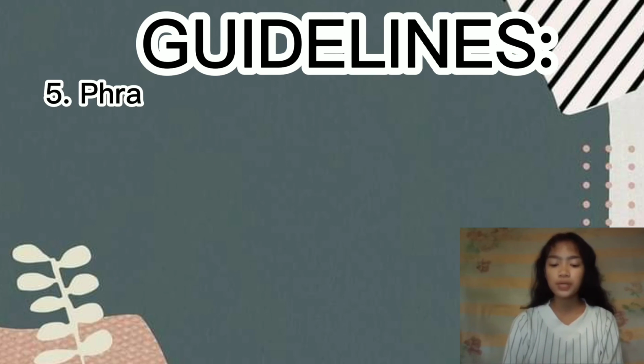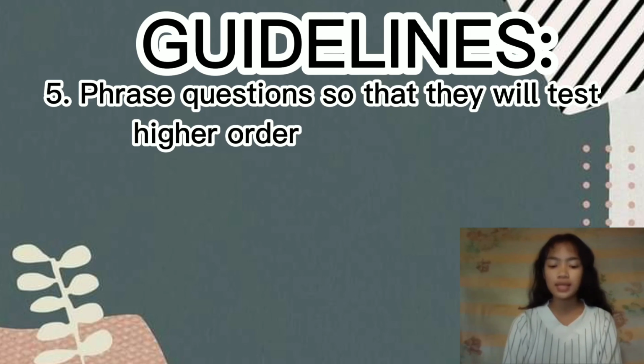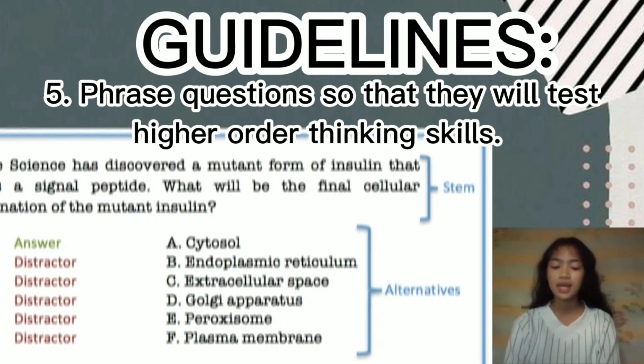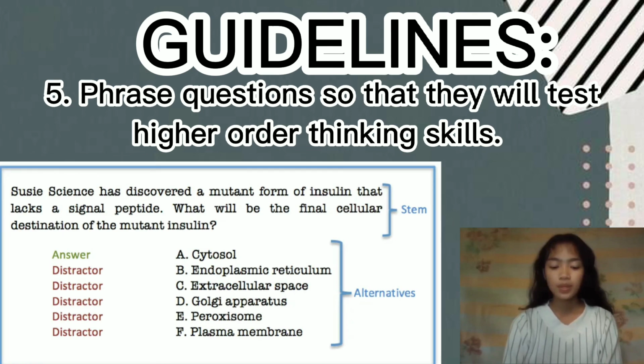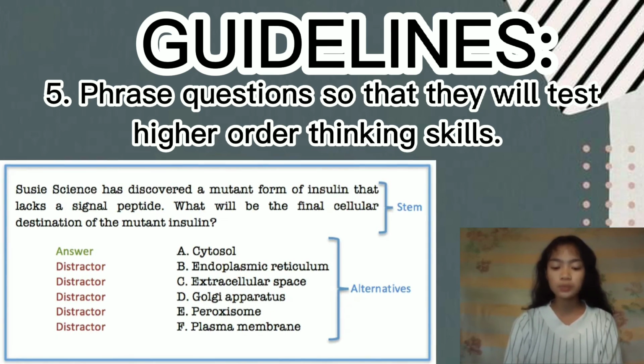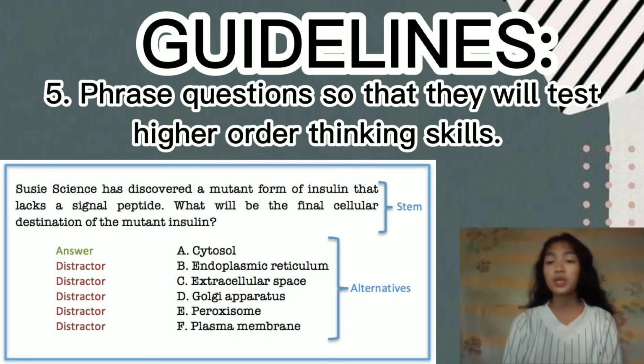Rule number 5. Phrase questions so that they will test higher understanding skills. Each item stem should be as short as possible. Otherwise, you risk testing more for reading and comprehension skills. And that would be all.